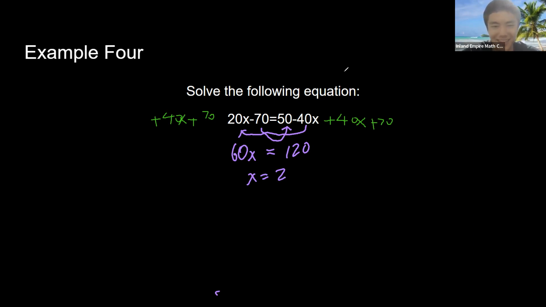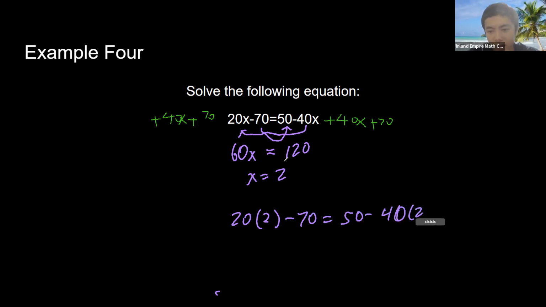And just to define the term solution, it's basically the value of x that would make the equation true. So for example, x equals 2 here is the solution to the equation, because plugging in x equals 2 would make both sides negative 30. As you can see, the left side equals 40 minus 70 equals negative 30, and the right side is equal to 50 minus 80, which is also negative 30. And thus, this is a way to check that you indeed found the correct answer.